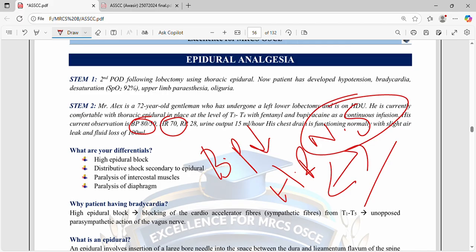So why is the patient having bradycardia? High epidural blocks the cardioaccelerator fibers, the sympathetic fibers. The sympathetic fibers are thoracolumbar, from T1 to L2. So T1 to T5 blocked leaves unopposed parasympathetic action of the vagus nerve. If the sympathetic is blocked, there will be unopposed parasympathetic and it will cause bradycardia. Here the heart rate is normal, but it can cause bradycardia.